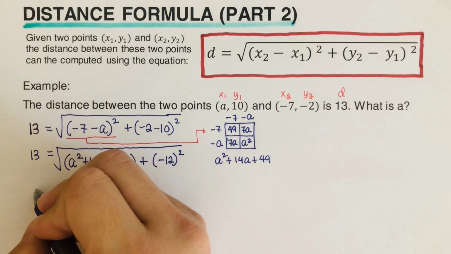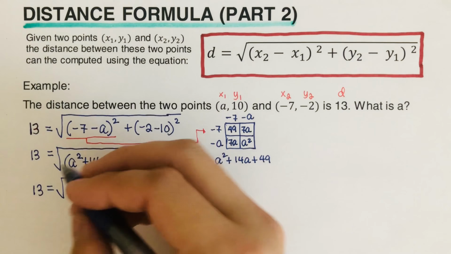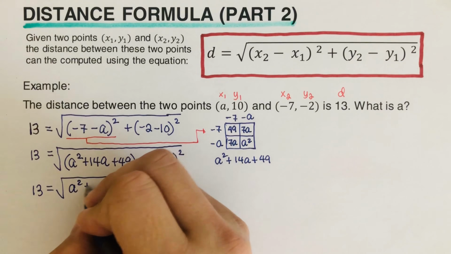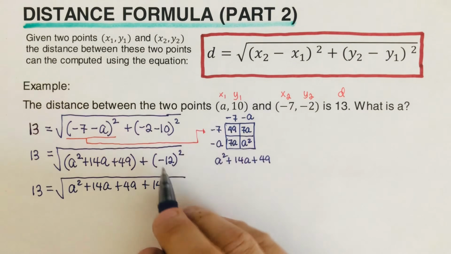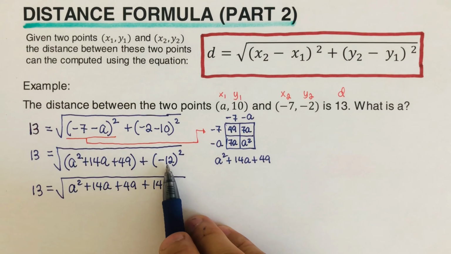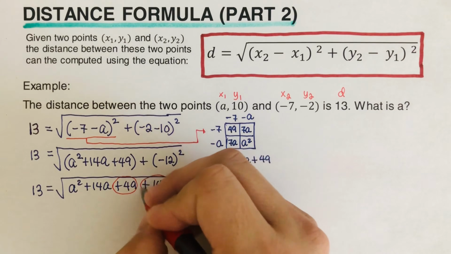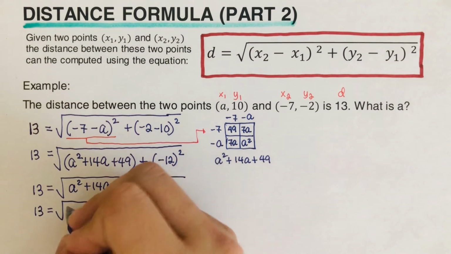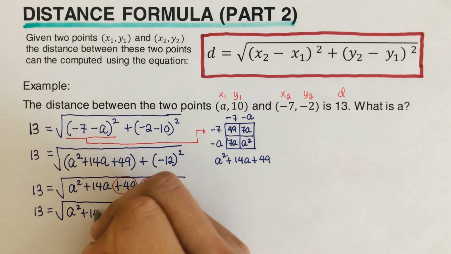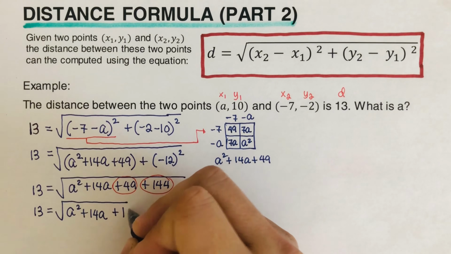So then we can simplify this as 13 is equal to the square root of, this is going to be 144. So we can say that's a squared plus 14a plus 49 plus 144. Again, this is positive because negative 12 times negative 12 is a positive 144. From here we can add these two together. These are like terms. So 13 is equal to the square root of a squared plus 14a, and adding these two together comes out 193.